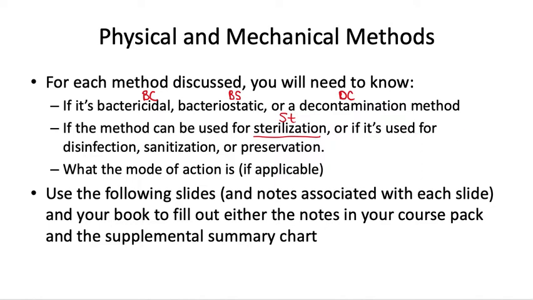If it can't be used as a sterilant, then we'll give it a D for disinfectant. If it just sanitizes, then we'll call it SA. Or if it preserves, then we'll call it P. So something that's bacteriostatic might be used to preserve foods. And then also we'll take a note of what the mode of action is. And again, it's going to be one of 4 different things.